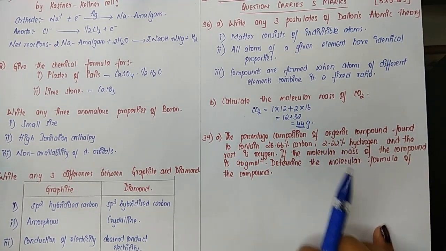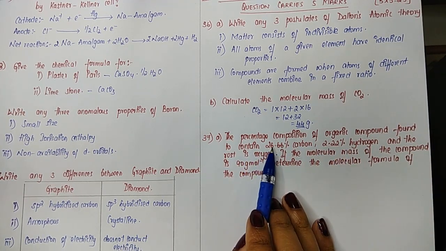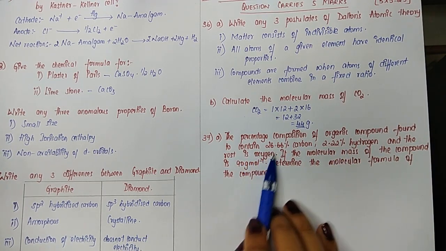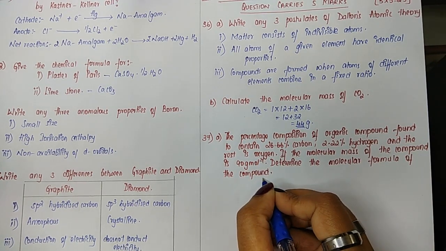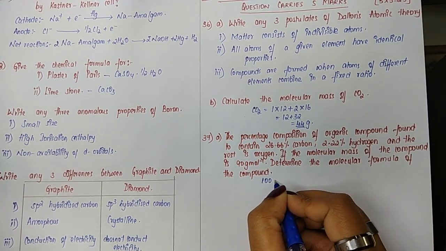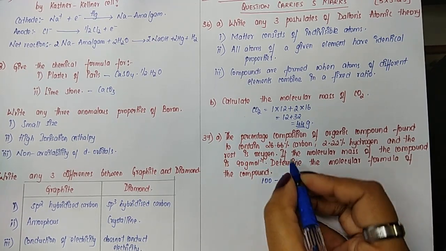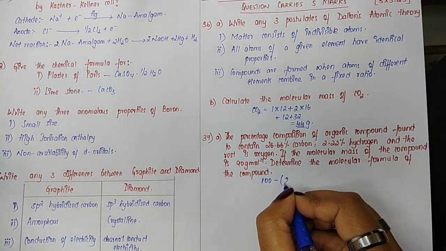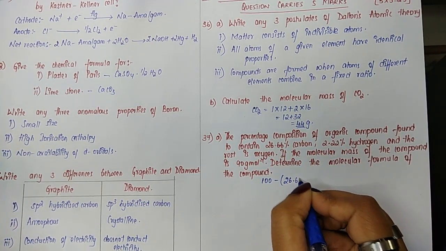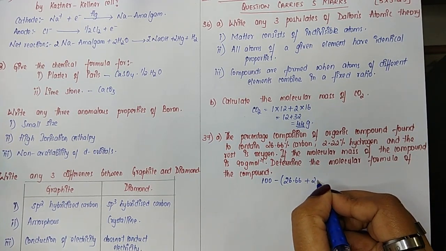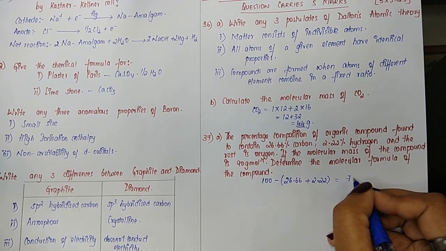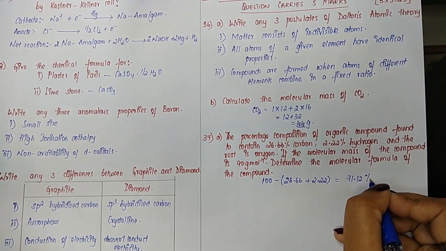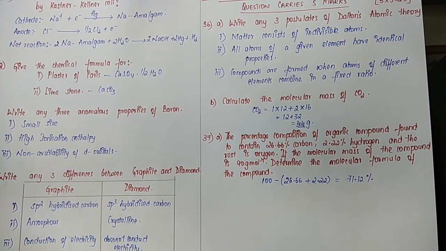So before we move into the table for the calculation, let's just find out the remaining part where it is giving the value for oxygen. So here the total amount of the compound will be 100 minus, add up both the values here, 26.66 plus 2.22. When we calculate this, you will get your value for oxygen, which is 71.12%. Now we need to draw a table for this.